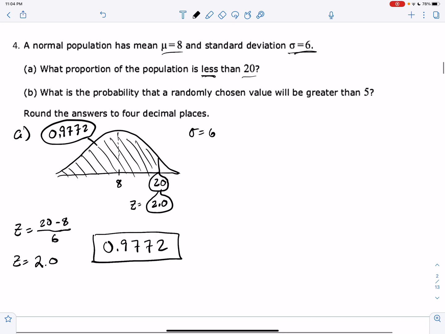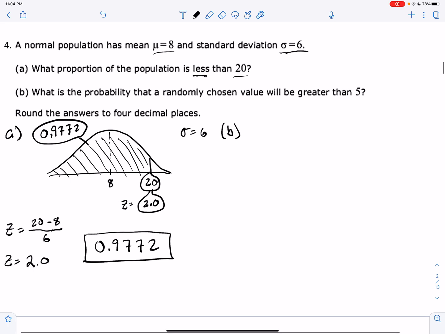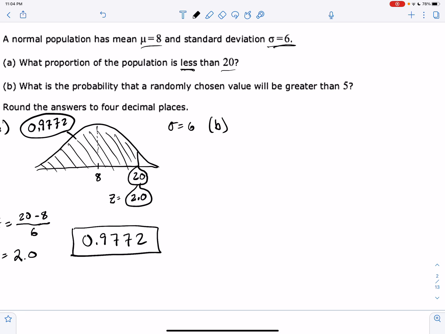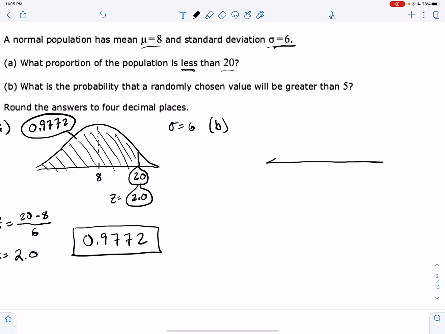Okay, if we go ahead and take a look at part B, and let's do that since we have some space to do that over here to the right. What is the probability that a randomly chosen value will be greater than 5? Okay, so we got the same situation, and our picture still looks the same. We still have our normal population. We still have the same conditions where the mean is 8, standard deviation is 6, but they're asking us what's the probability. And remember, the area under a curve can be thought of as the proportion of the population, or it can be thought of as the probability that a randomly chosen value will be greater than 5.